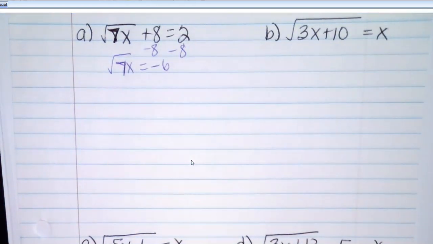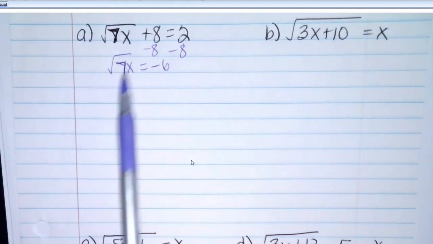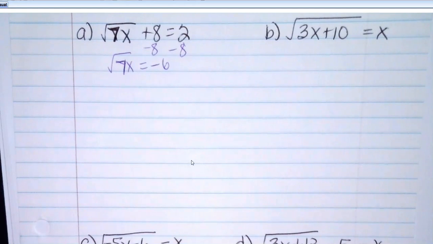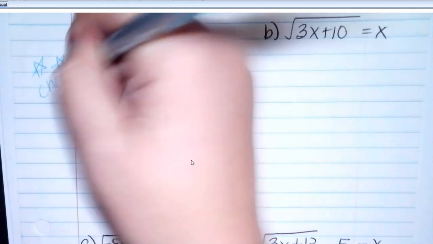Now, when you look at this, now I know immediately that this is no solution right now from looking at this problem, because I know I don't have a negative out in front here, so if I'm going to take a square root, I'm not going to get a negative number. If you don't know that, that's okay. Let me just walk you through what the problem would look like. Once you've got the radical isolated, that is where you would want to plug back in to check your answer.